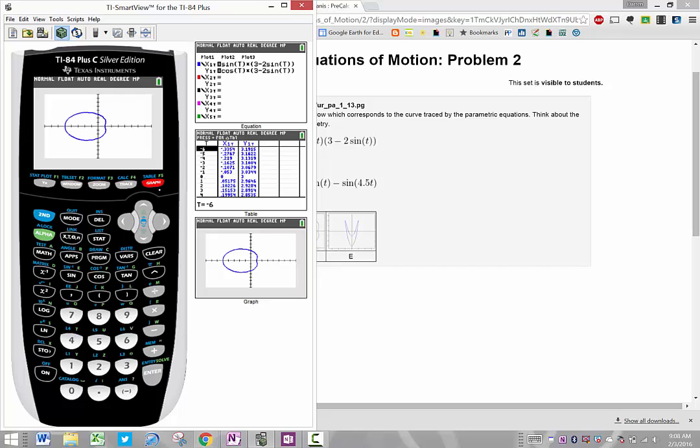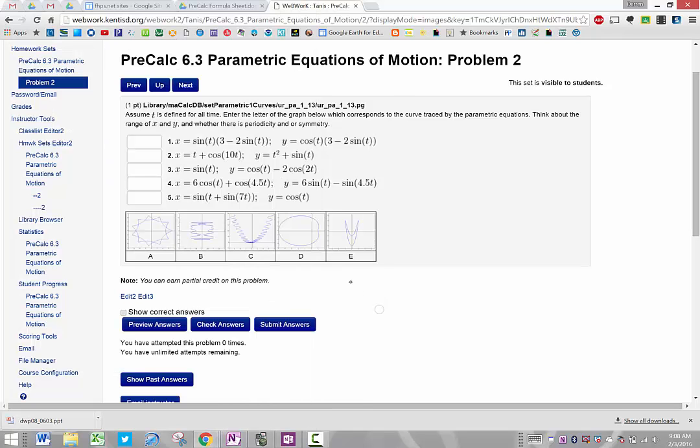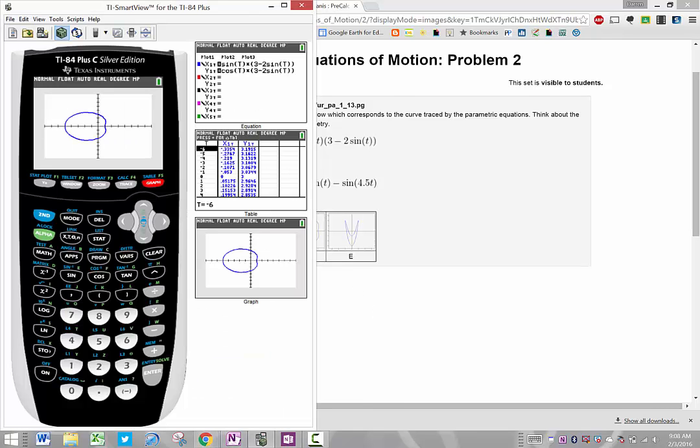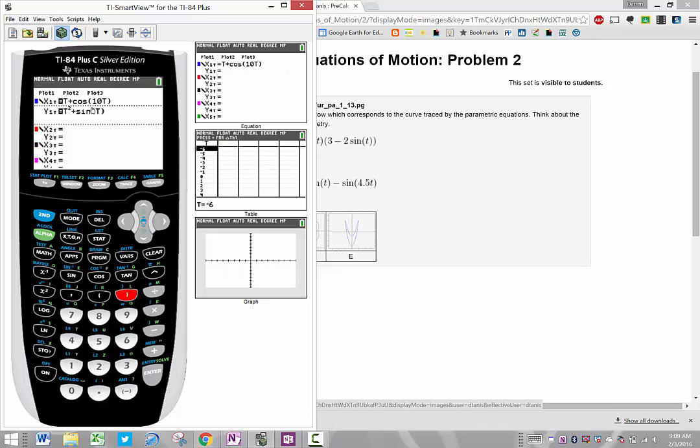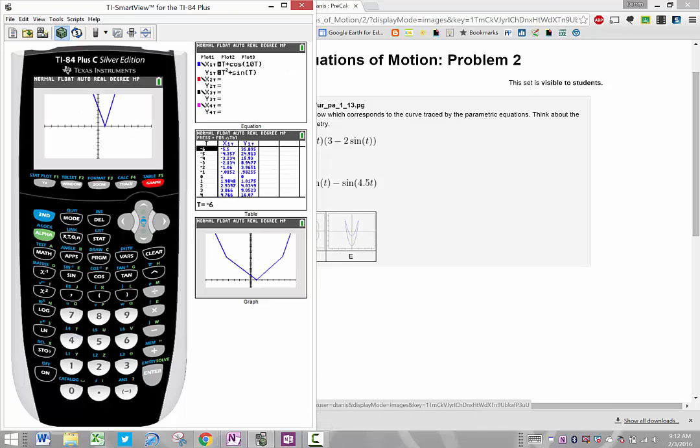So then if I go ahead and graph that, it's going to take a little while, but it'll graph this, and then you can compare and say, okay, well that's D. And then just do the same thing for the rest of them. So go back to y equals and type in the next function for both x and y that vary for x and y. Like this one here.